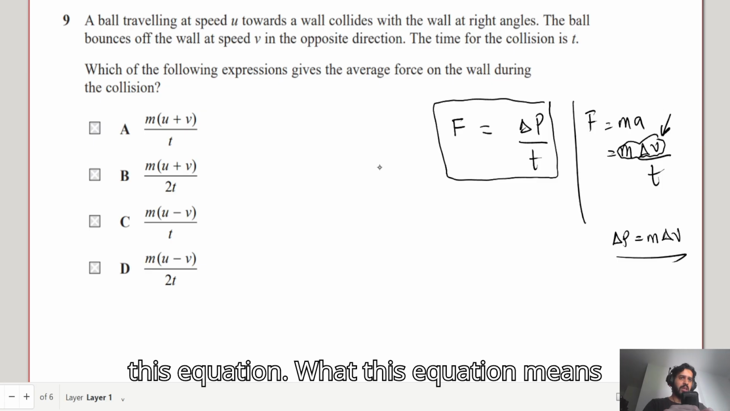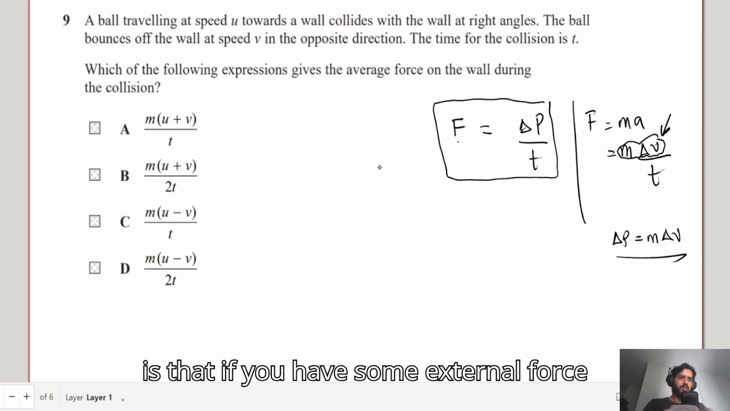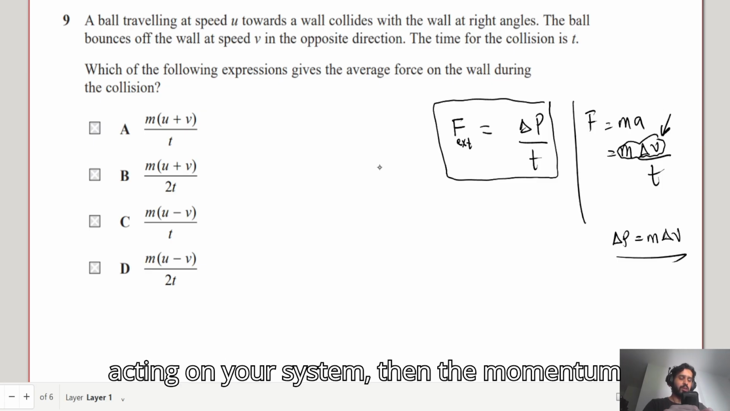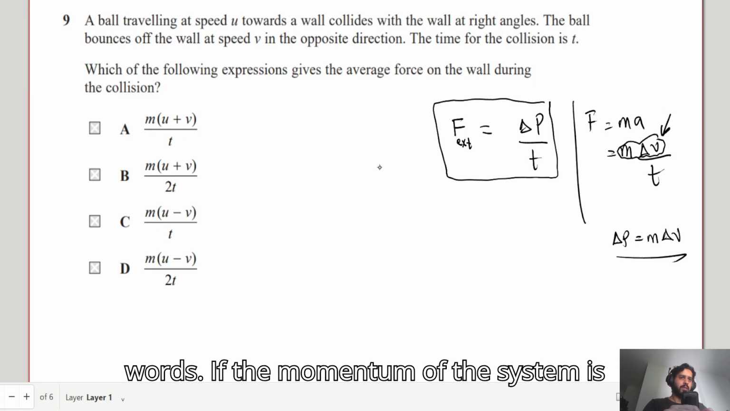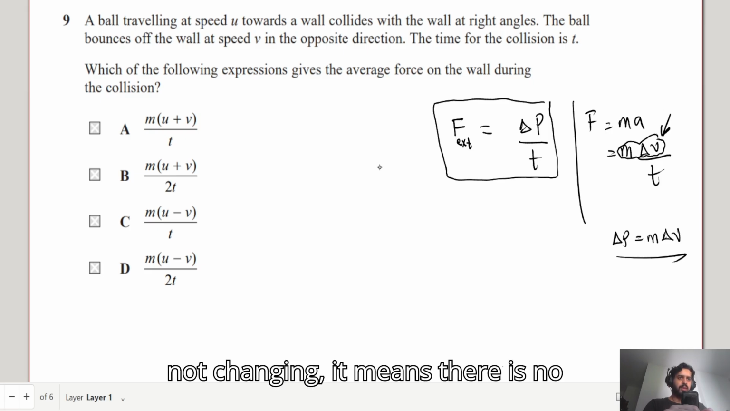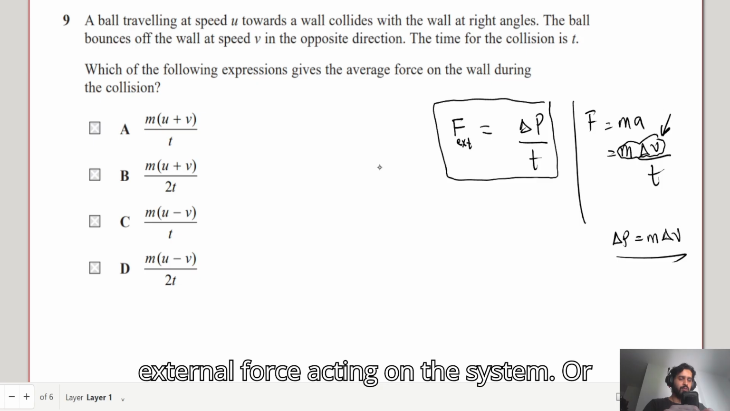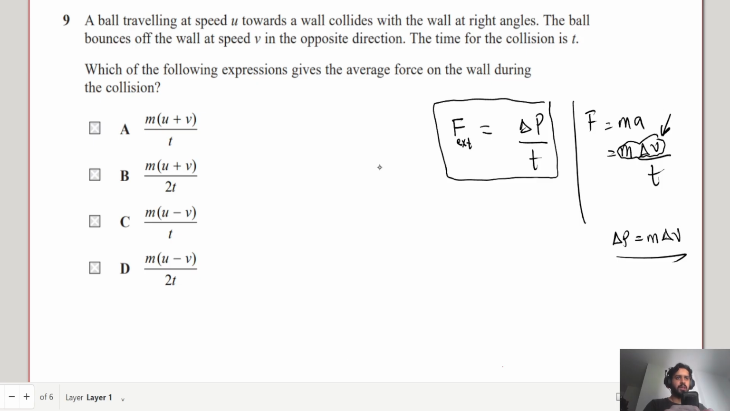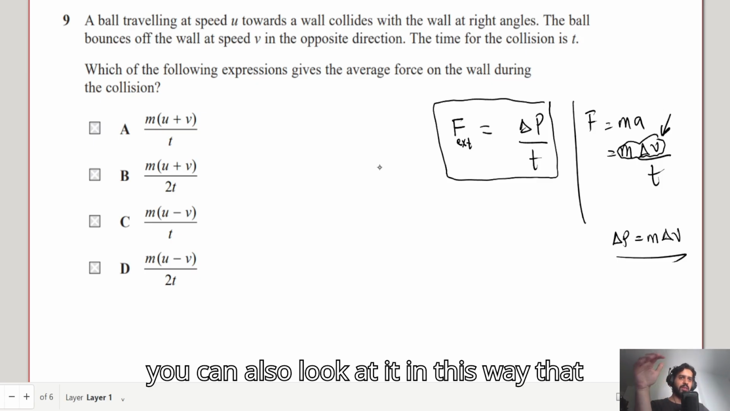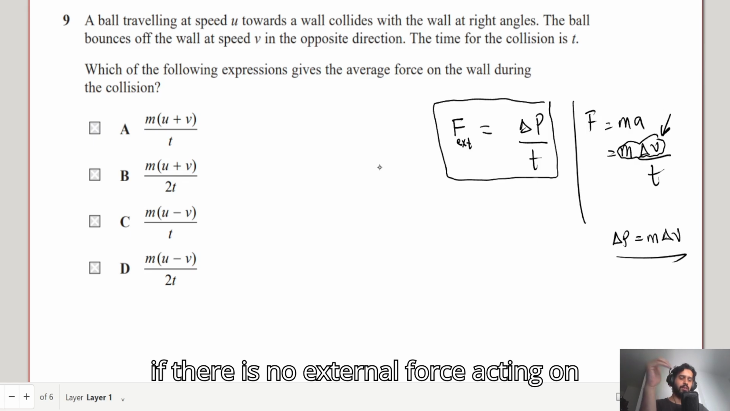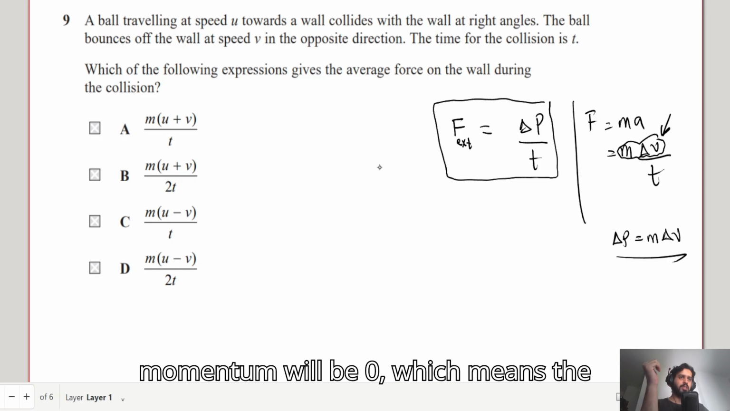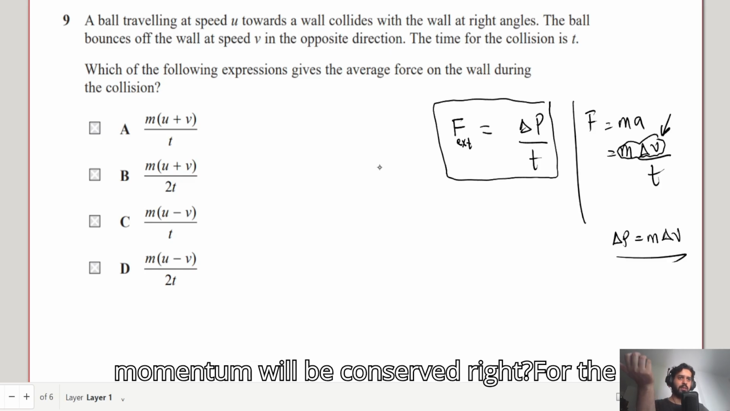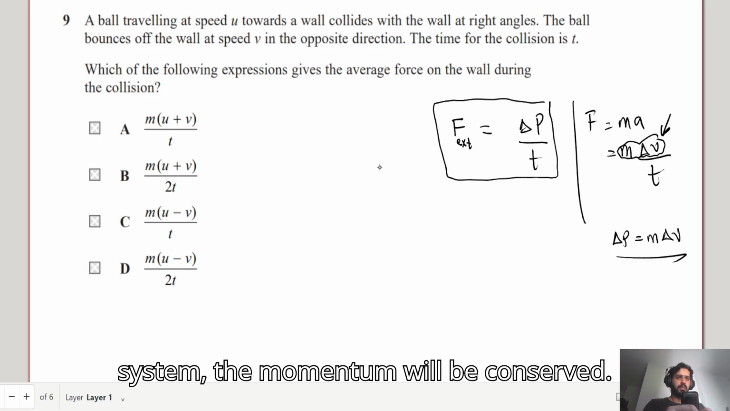What this equation means is that if you have some external force acting on your system, then the momentum of the system will change, right? In other words, if the momentum of the system is not changing, it means there is no external force acting on the system. Or you can also look at it this way: if there is no external force acting on your system, then the rate of change of momentum will be zero, which means the momentum will be conserved for the system.